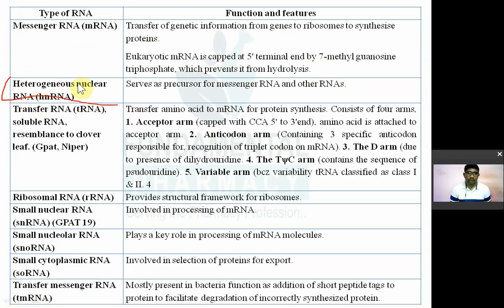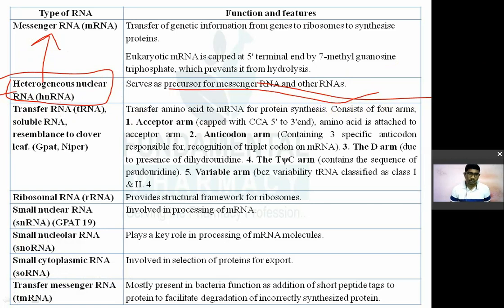Heterogeneous nuclear RNA, hnRNA, heterogeneous nuclear RNA. So this heterogeneous nuclear RNA will be synthesized in the body first. After modification of this, mRNA will be synthesized. So it is a precursor. It is a precursor for mRNA and other kinds of RNA.